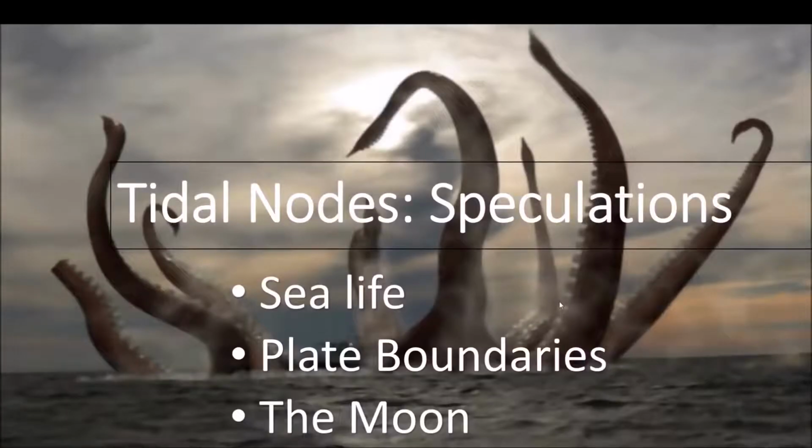I have a few speculations about what tidal nodes are. They could be a sea life living deep under the water that's affecting the movement of the water somehow. I've put in the background my favorite sea life, which is the kraken. It's a fantasy sea life because it's so giant. Nothing that giant exists that we know of.